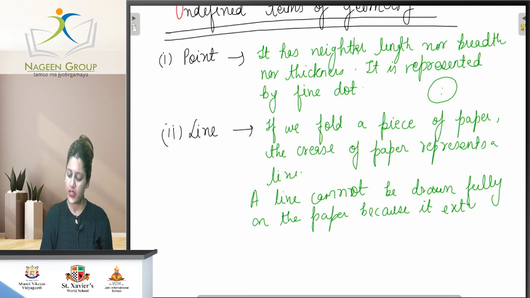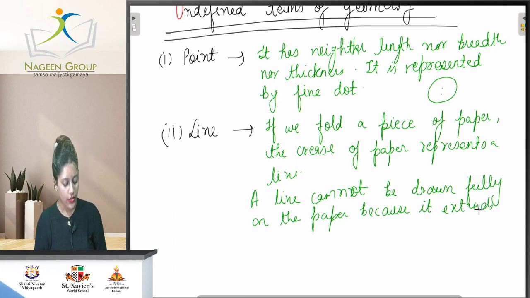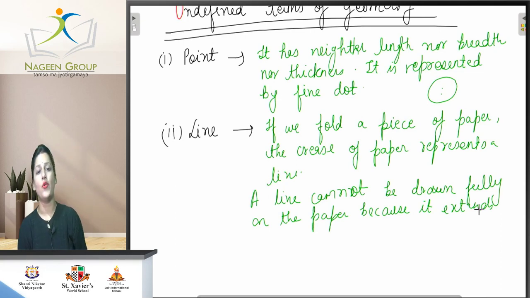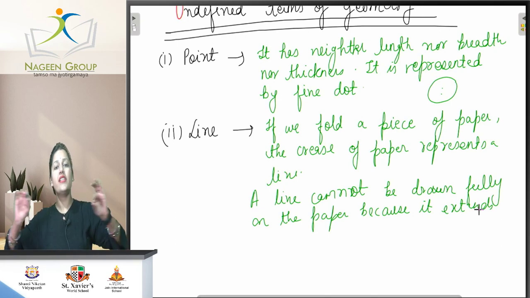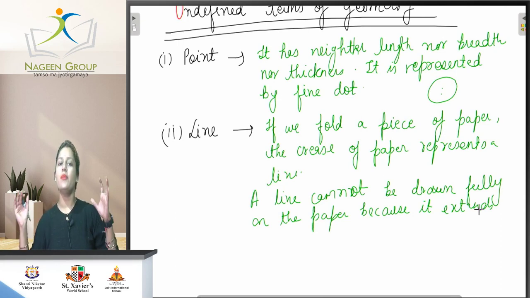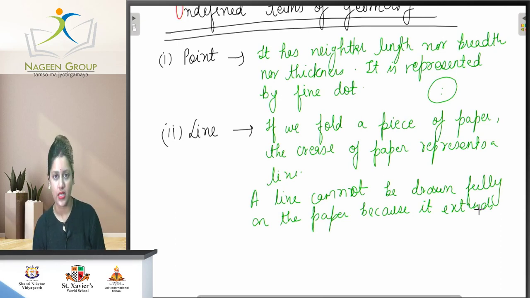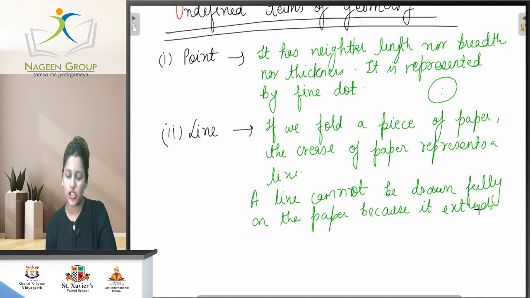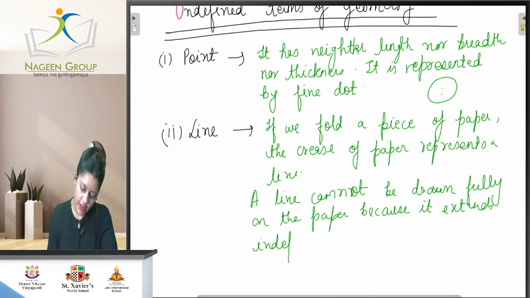A line is drawn, but we are not able to draw a line fully on the paper because it has no end points. It is increasing, it's not going to end, it keeps on increasing, it has no end point, therefore we can never draw a line on paper. There is one more short definition ahead: extends indefinitely, meaning it is not defined how much it is going to increase in both directions.